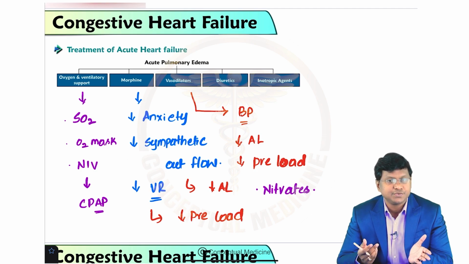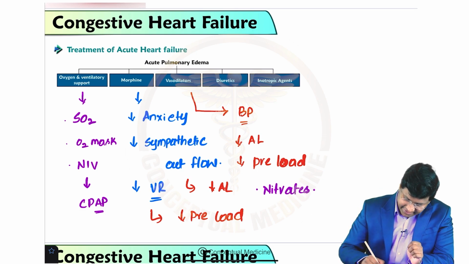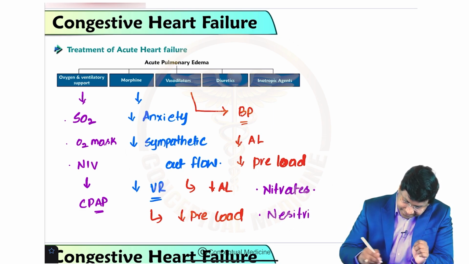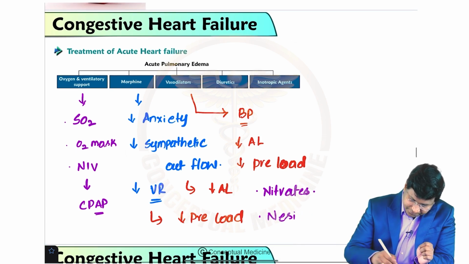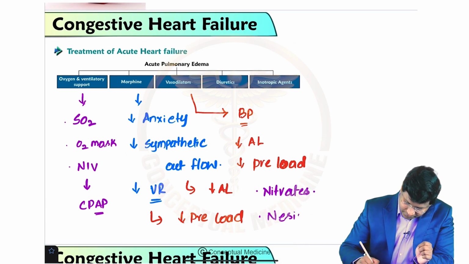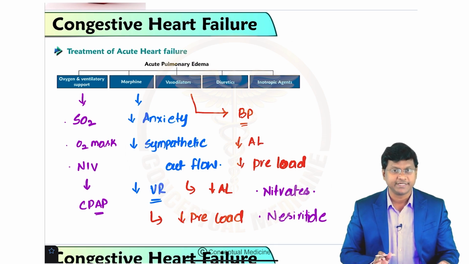Previously we were using nitroprusside, but nitroprusside is associated with cyanide toxicity, and that is the reason why nitroprusside is not being used in recent days. Another important vasodilator is nesiritide. I'll explain you in detail about nesiritide. So that is about the vasodilators.